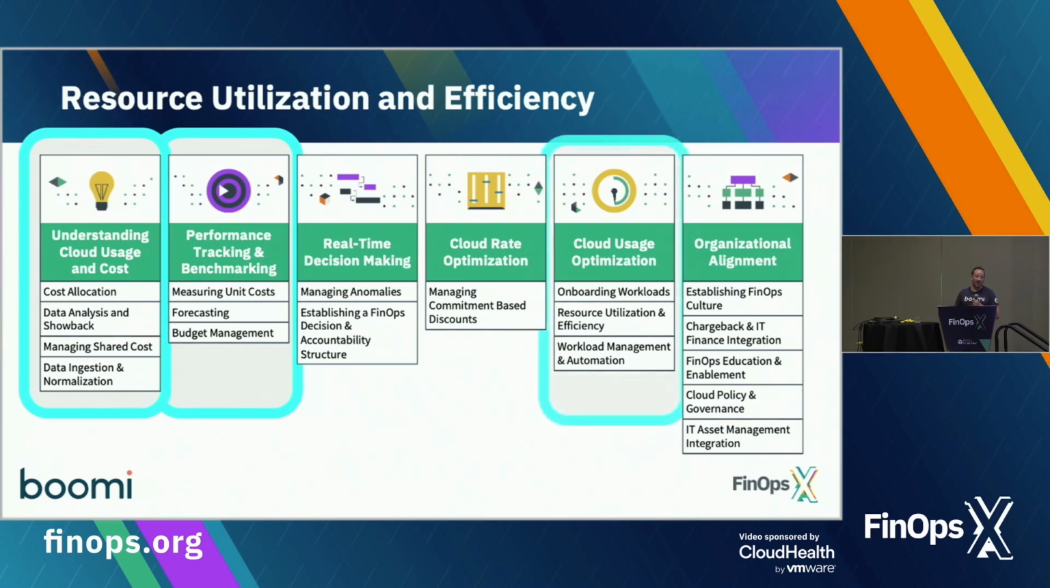And lastly, of course, is the cloud usage and optimization. This is where we're going to understand our resource utilization and set some goals. Maybe we're going to set a goal to make the Boomi platform 10% more efficient, and then start measuring what we can do, what actions we can take to make ourselves more efficient to get that 10%.